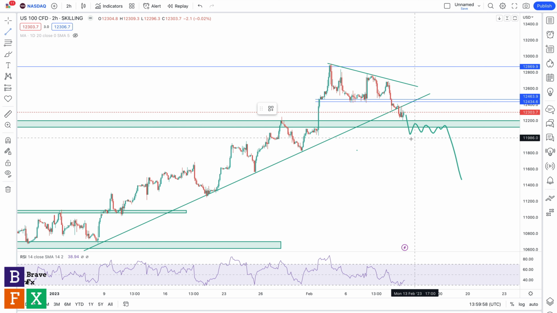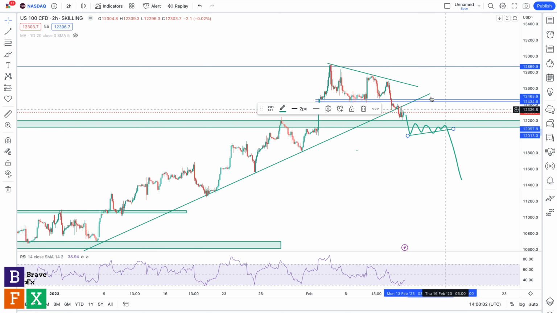We must be trading below the area of value for me to consider going short. Otherwise, if we consolidate at the area of value or above the area of value and we get a bullish breakout, then I'm going to go long. So this is my brief outlook for this week's analysis. I know this video is brief.